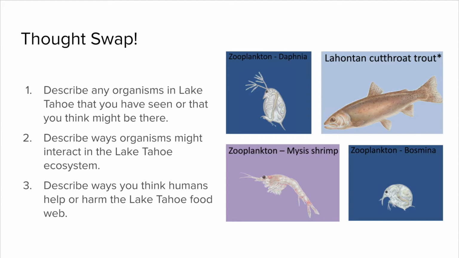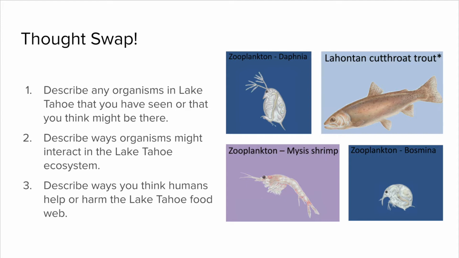All right, let's go through some of the possible answers. Maybe some of the organisms you named were fish or zooplankton, like the ones shown here. Maybe some of you listed plants that live in Lake Tahoe, such as algae or aquatic plants. Maybe some of you listed organisms that live near Lake Tahoe but don't always live in the water, such as birds of prey or bears who might fish near the lake. Any of those are awesome answers.